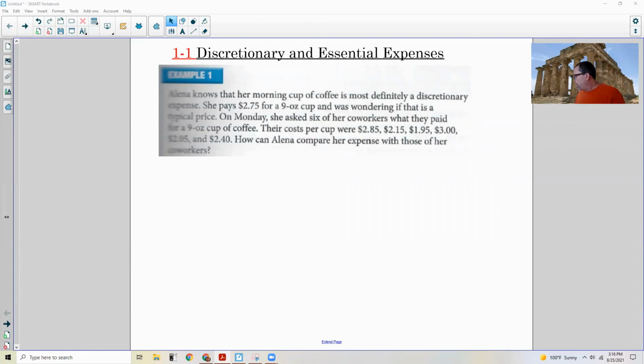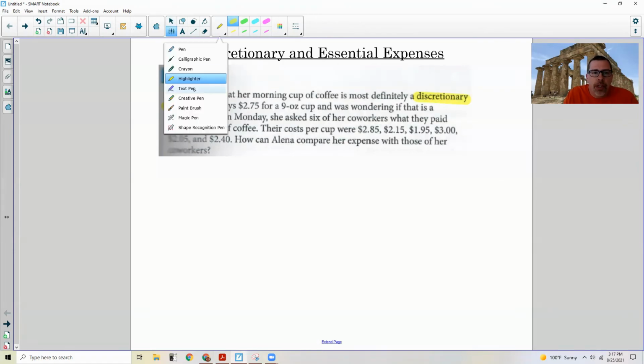Financial Algebra, second edition. Okay, so this is chapter 1.1, Discretionary and Essential Expenses. So I'm just going to do the examples from the chapter, and that's going to summarize the content within. So example 1 says, Elena knows that her morning cup of coffee is most definitely a discretionary expense. So let me stop right there and highlight that. Discretionary expense. Sorry, it's a little blurry on the left there. Didn't fit the scanner properly.